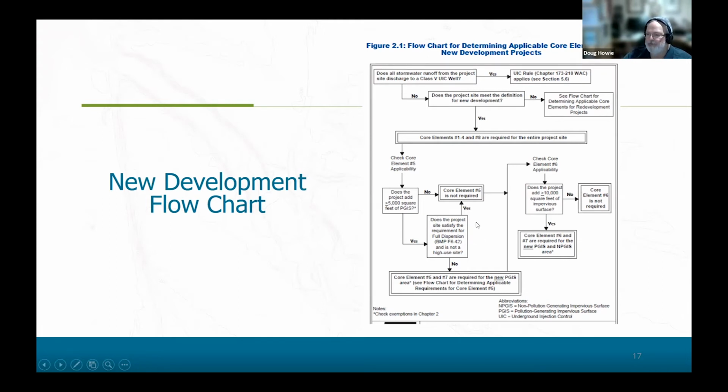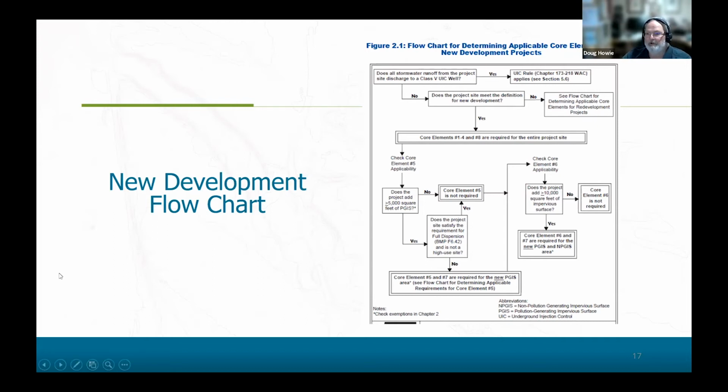And remember, full dispersion is a very specific BMP. They can't just be taking the runoff on their site and dispersing it on the site and assuming it's going to stay there. Full dispersion has a ratio of 6.5 to 1 of dispersion area to impervious area. And it also has a maximum impervious area of 10% of the project site. So that is a very specific BMP that they must be following in order to get a yes answer on that question.